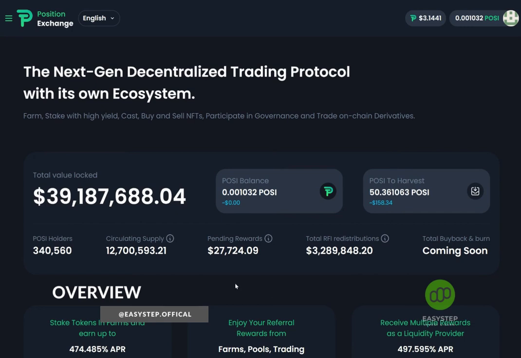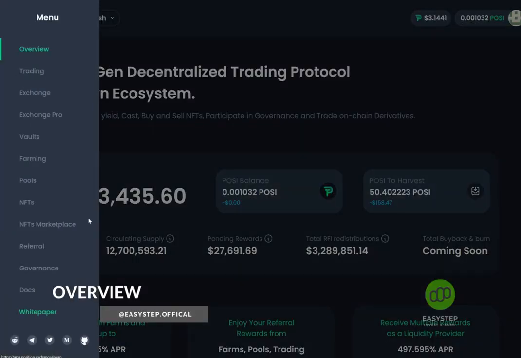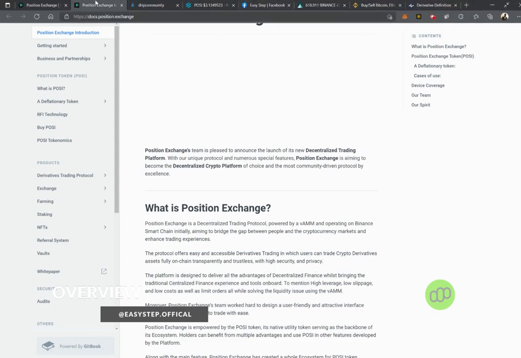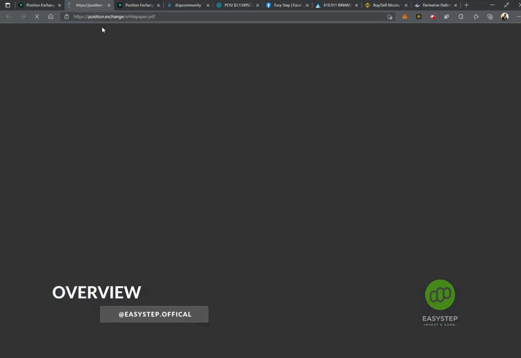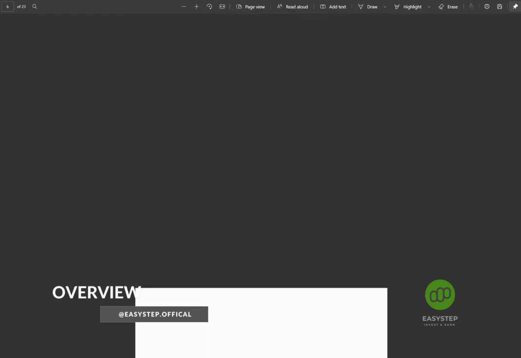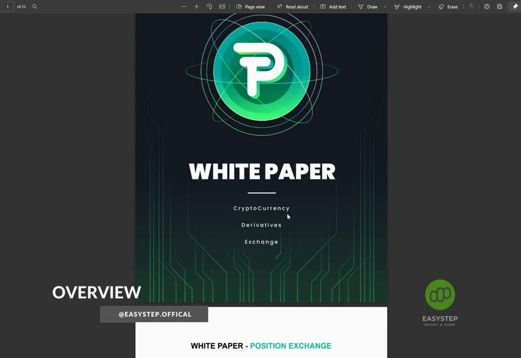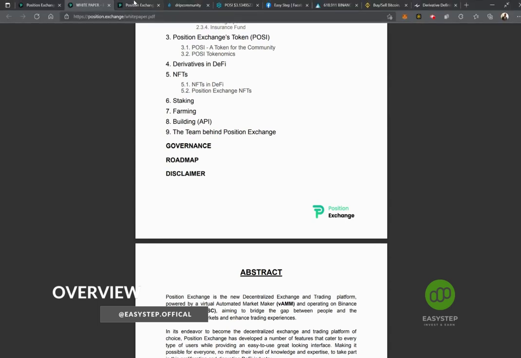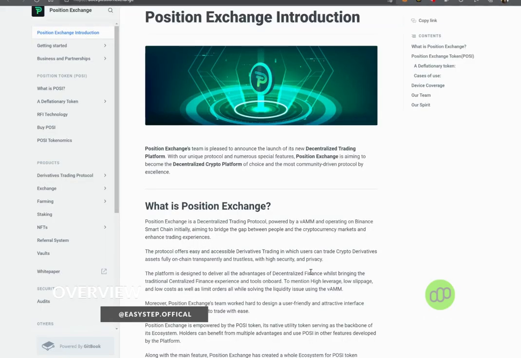Now, if you want to understand or learn about the mechanics and details about Position Exchange, you're going to want to come down to the documentation here, which is very detailed, or you can look at the white paper, which is here. Now, the white paper is really an overview of how Position Exchange works. So it introduces you to the platform to get you started.